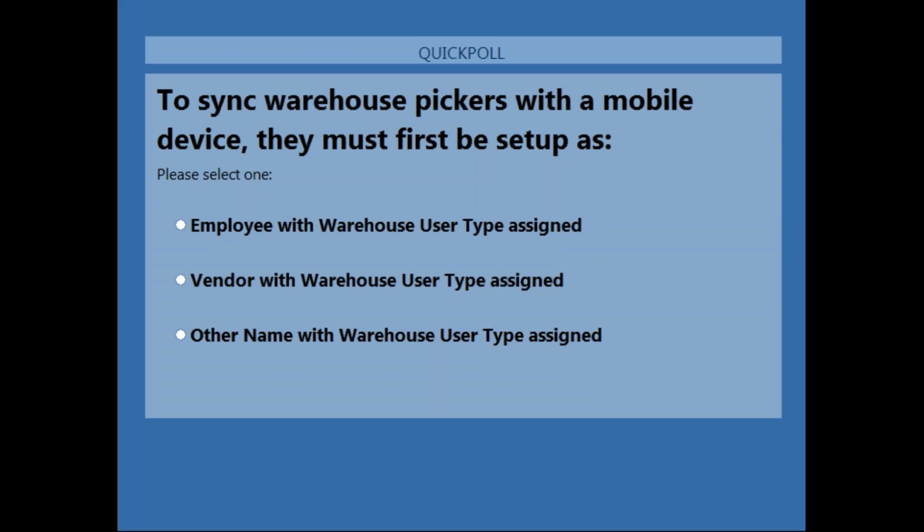And the answer is vendor. They must be a vendor with the warehouse user type assigned. No other vendor record, no other employee record, no other type of record will be visible on the mobile device. So it must be a vendor record. Even if they're an employee with the firm, you must create a vendor record for them, and they must be assigned the warehouse inventory.